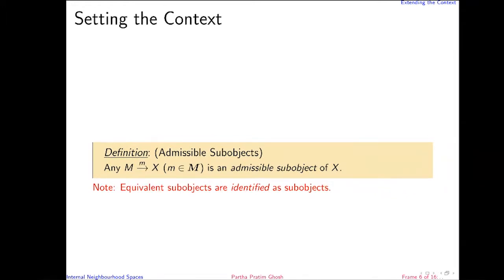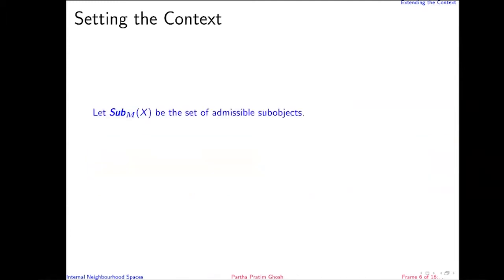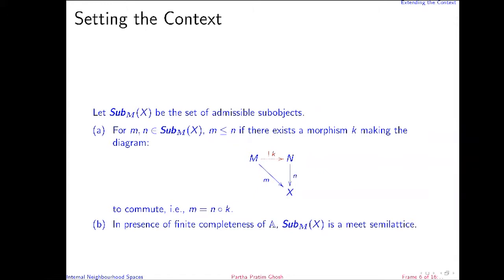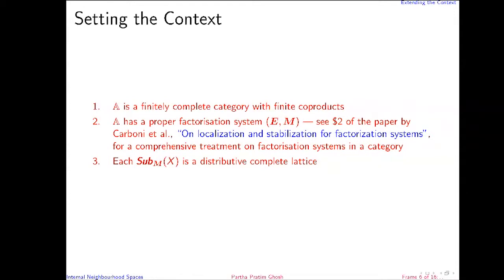Obviously now sub-objects are not all the subsets, but admissible ones. So admissibility comes from the selected monomorphisms, M, and sub-objects are actually the collection of these. Again, this is how we order monomorphisms, which is a subset kind of a thing. And in the presence of finite completeness, subobjects is always a semi-lattice, but we assume further that it's a distributive lattice and complete lattice.